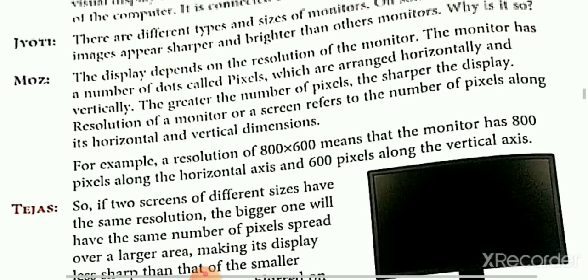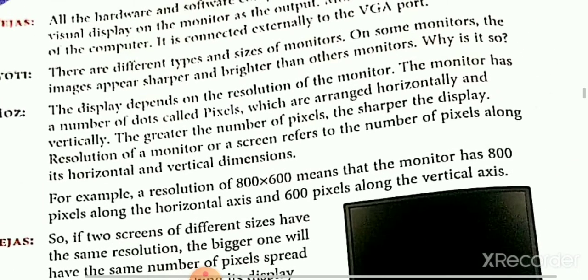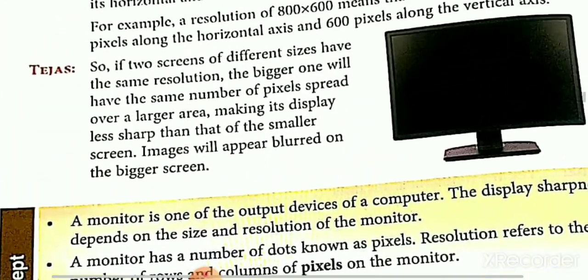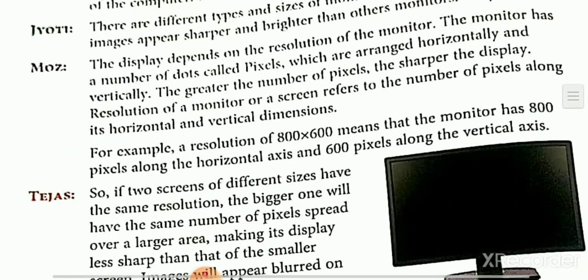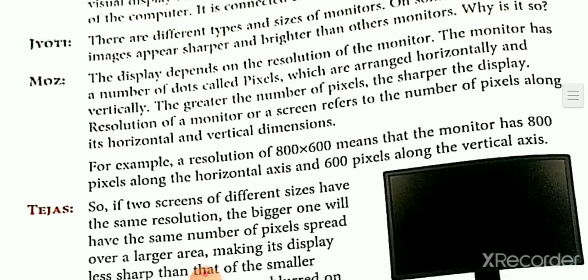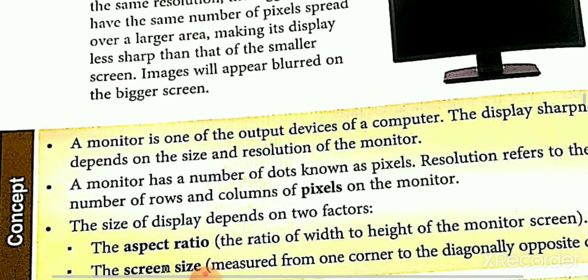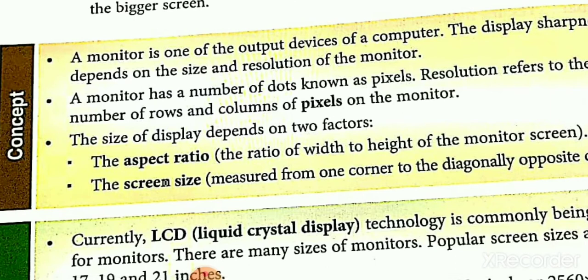There are different types and sizes of monitor. On some monitors, the images appear sharper and brighter than other monitors. A monitor is one of the output devices of a computer. The display sharpness depends on the size and resolution of the monitor.